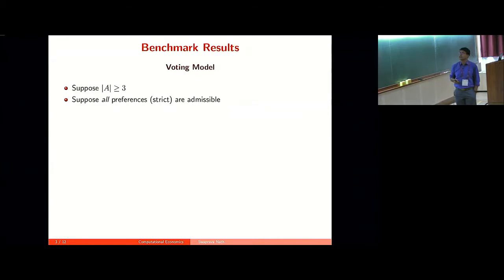So in the voting model, suppose we assume that there are at least 3 alternatives. This is quite common in all the results. You have 3 alternatives. 2 alternatives are too easy to design mechanisms for. And suppose all strict preferences are admissible. So if we have m alternatives, all m factorial rankings of those things are admissible. People may have those kinds of preferences.